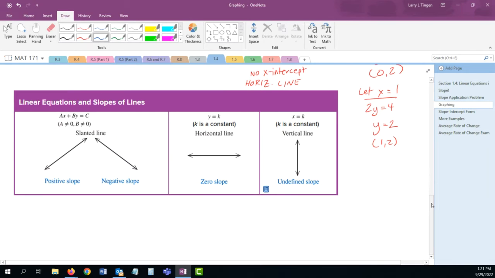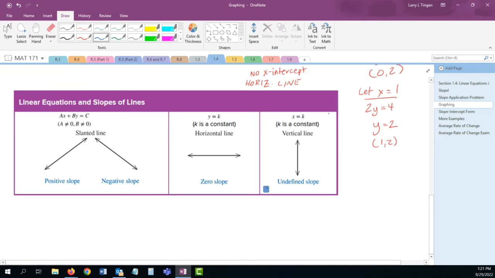So here's just a general sketch of the kind of lines you're going to see. You're going to see a slanted line. They don't have to be at that angle exactly, going up or going down. A slanted line just means it's not horizontal, it's not vertical. All right, so if you've got x and y in there, you've got a slanted line.